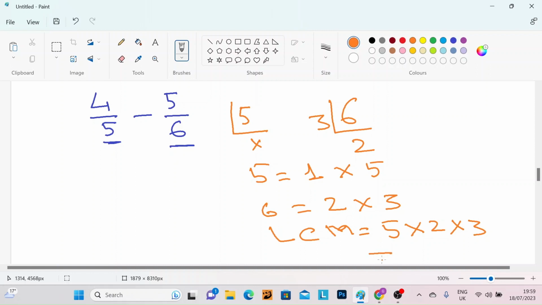So the LCM is 30. That's the common LCM. So if we write here, the common LCM is 30. If we take this fraction, divide the common LCM by the denominator of this fraction, which is 5, we get 6. And then if we multiply 6 with 4, we get 24.